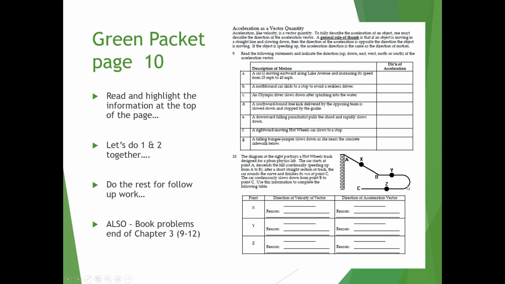You're going to do the rest of this as follow-up, and then you're going to finish up with a couple of book problems at the end of chapter 3. Those are pretty easy, and I will be back with you on the next video.